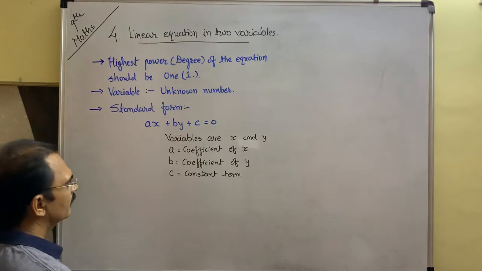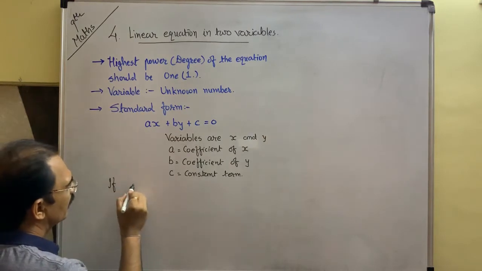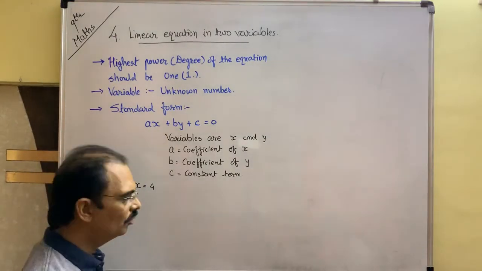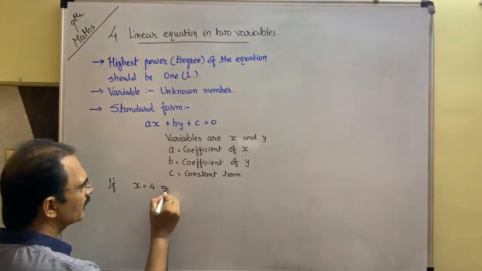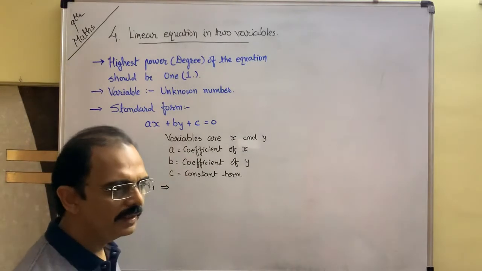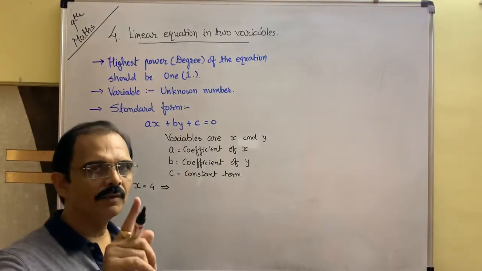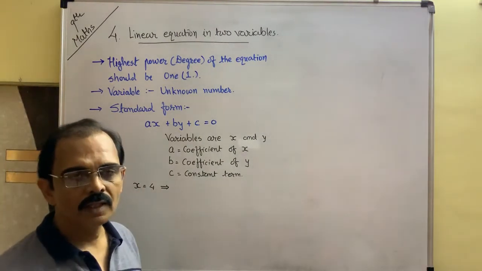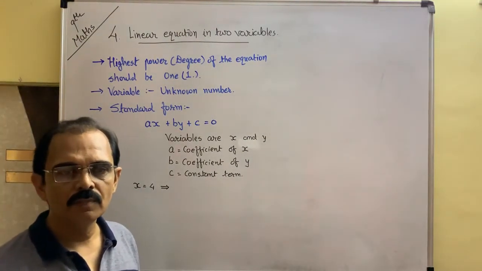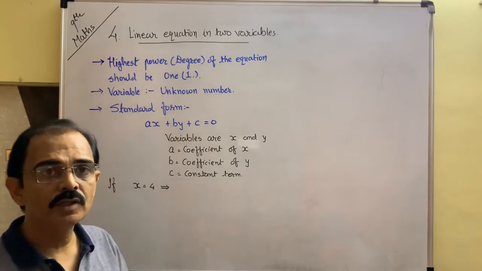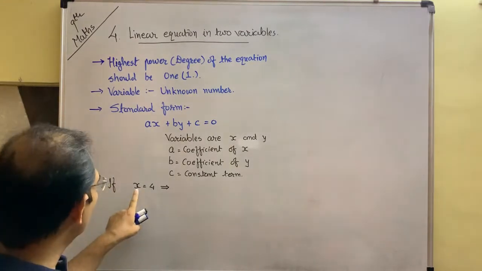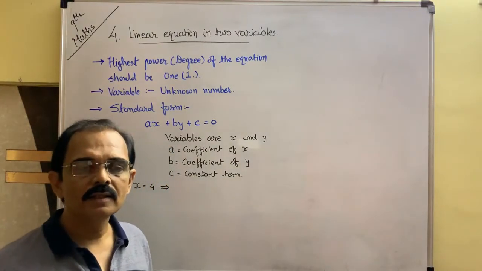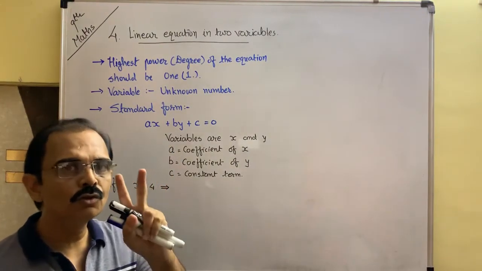That means, if I write x equals to 4, this is one equation. You can say that this is a linear equation. Linear means highest power 1. So here the highest power of the variable is 1. Right? So it is called a linear equation, but you can say that it is a linear equation in one variable because only one x is there. But you can also say that it is a linear equation in two variables.